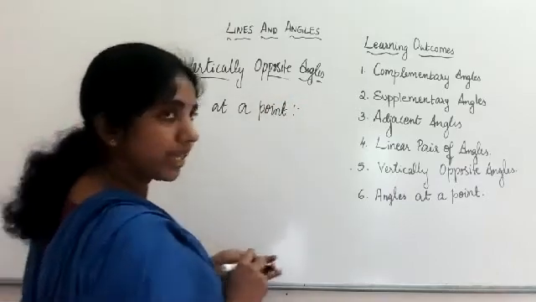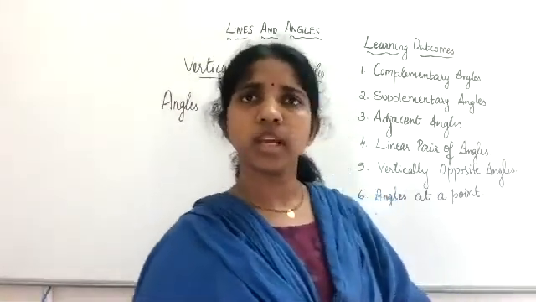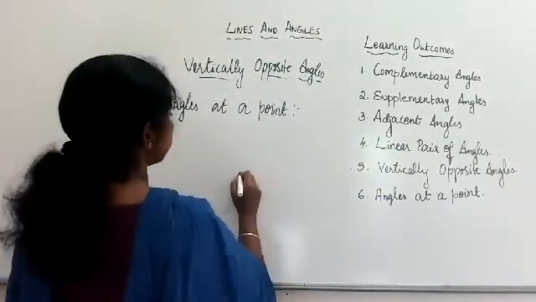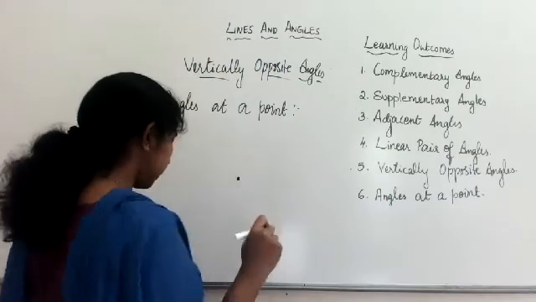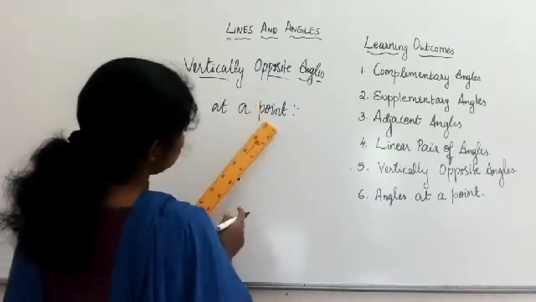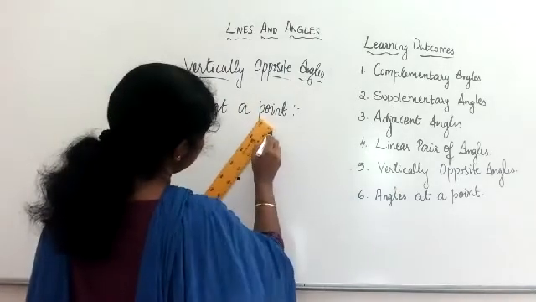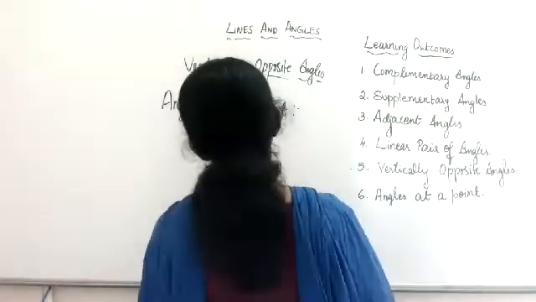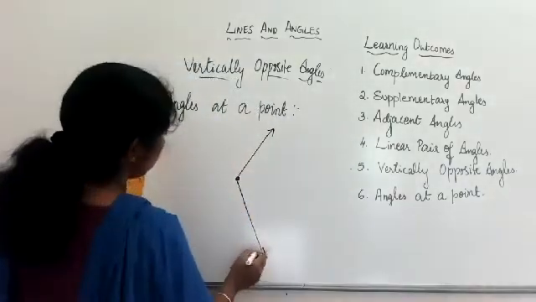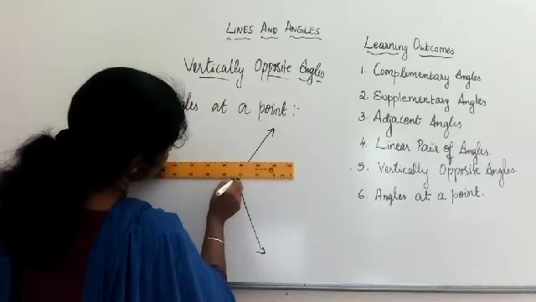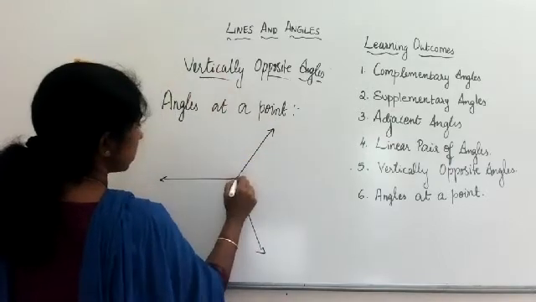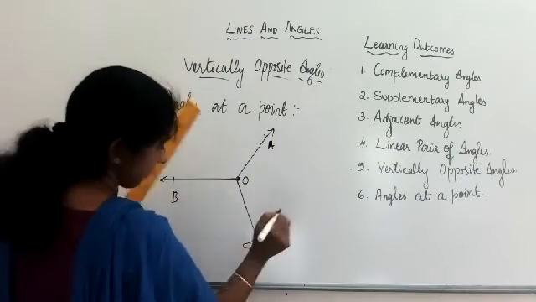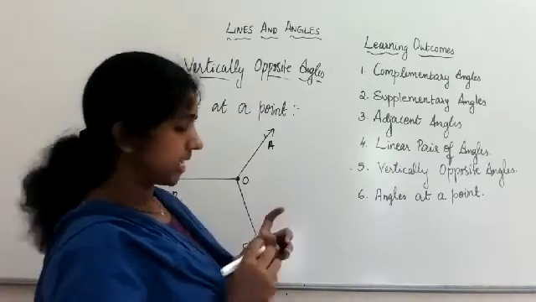So what should be the angle at a point? Same diagram I will draw. Let us draw. A point is taken. Similar one. I will just draw lines on those three. So this line. One more line I will draw like this. And one more line like this. Say this point is O, and these points are A, B and C. So there are three adjacent angles.